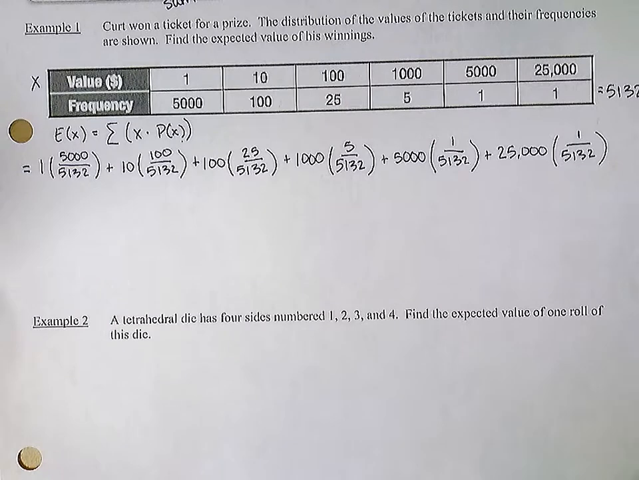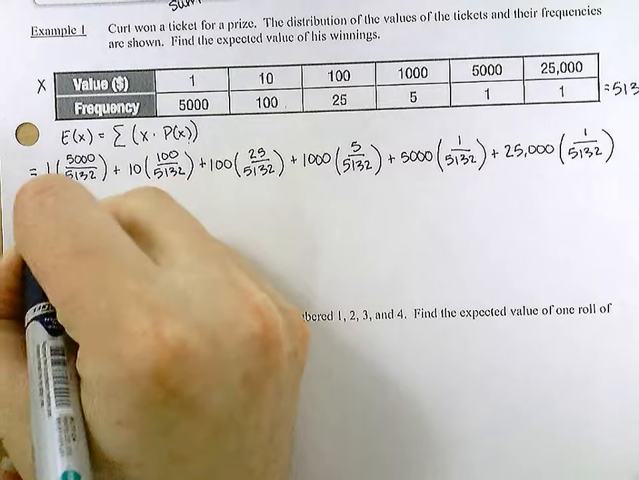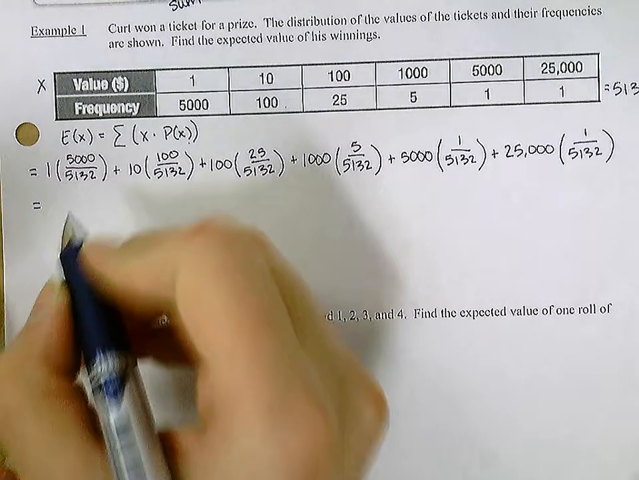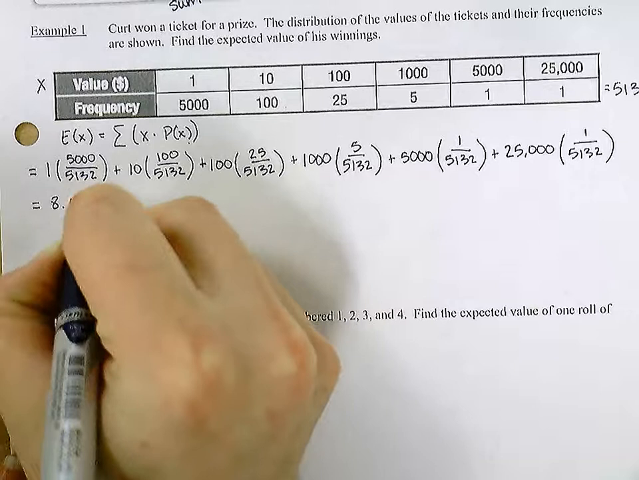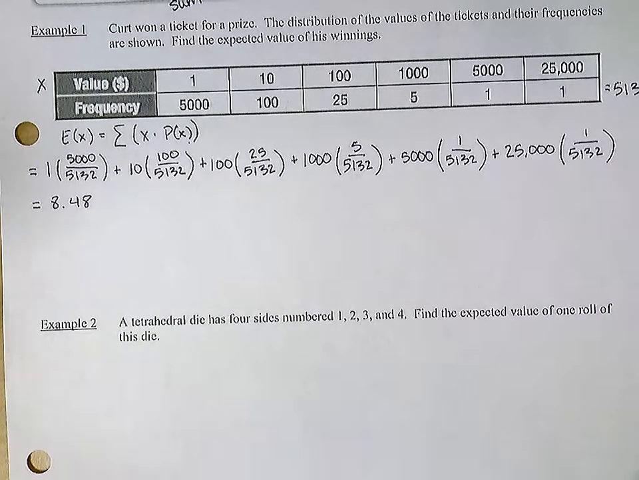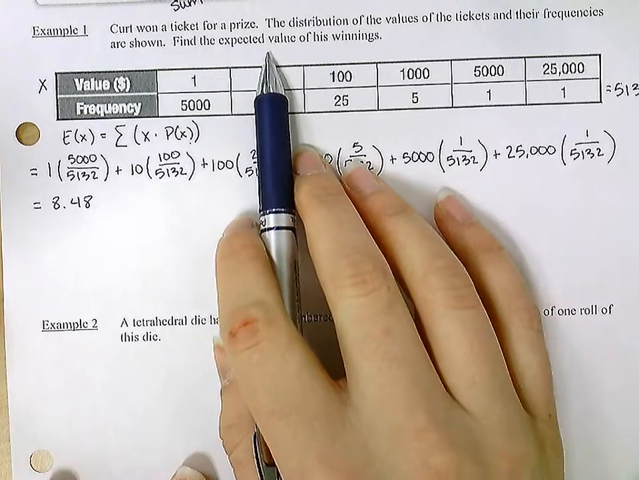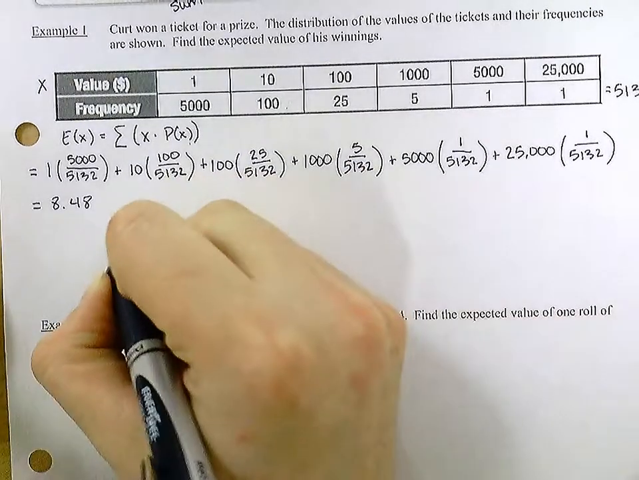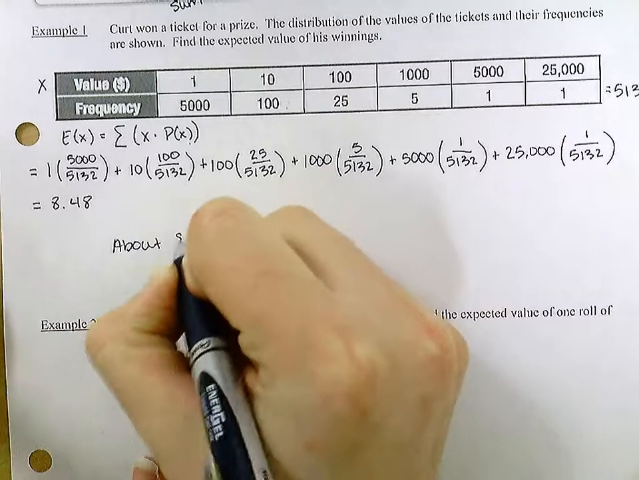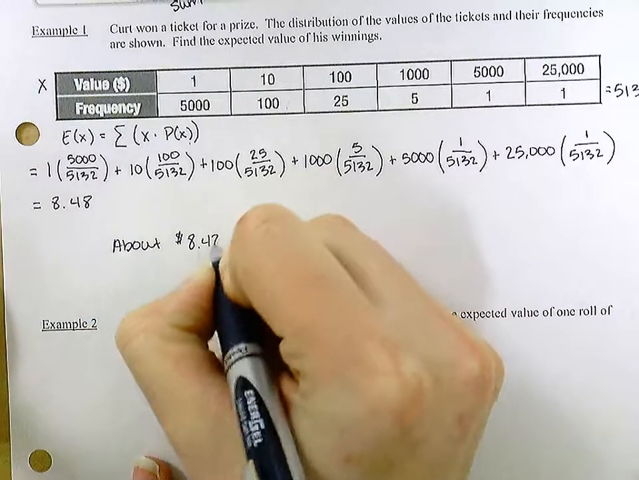Okay, when I finished entering everything into my calculator, I get my expected value to be about 8.48. Make sure you are able to type that into your calculator to get 8.48. So the expected value of his winnings would be about $8.48.